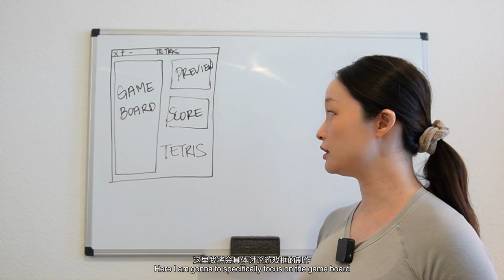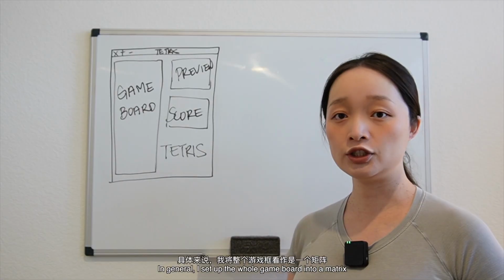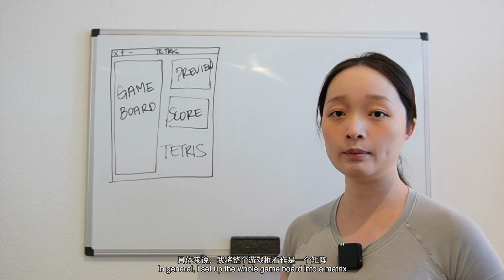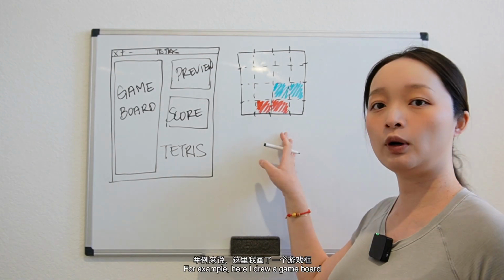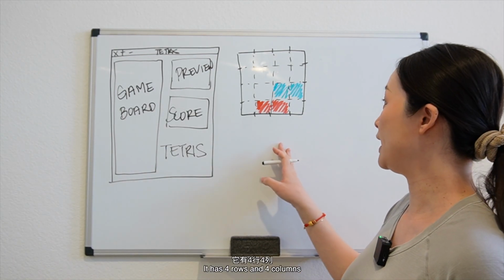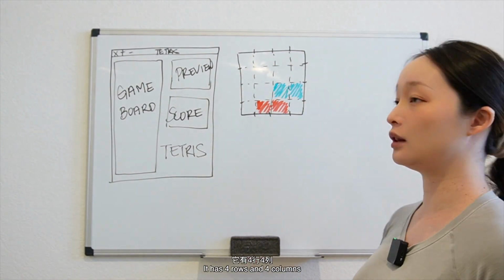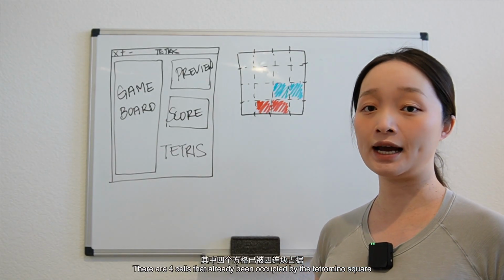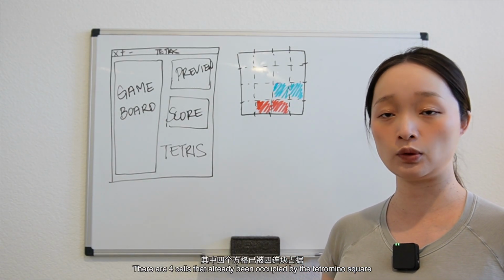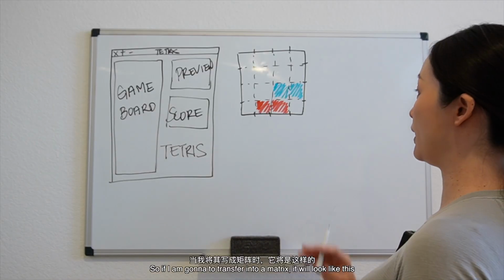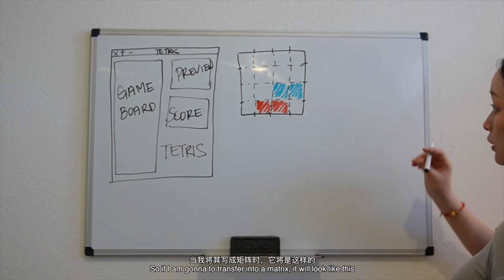Here, I'm going to specifically focus on the game board. In general, I set up the whole game board as a matrix. For example, here I drew a game board. It has 4 rows and 4 columns. There are already 4 cells that have been occupied by the tetramino square. So if I'm going to transfer it into a matrix, it will look like this.